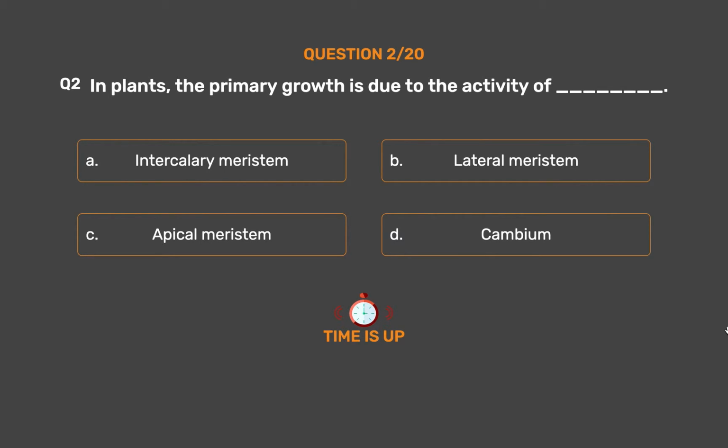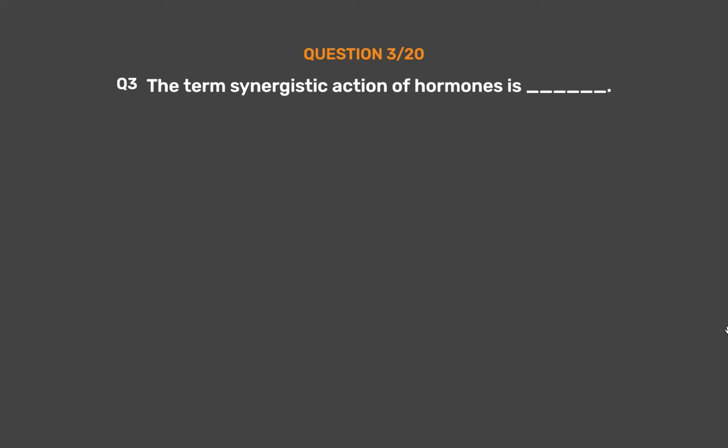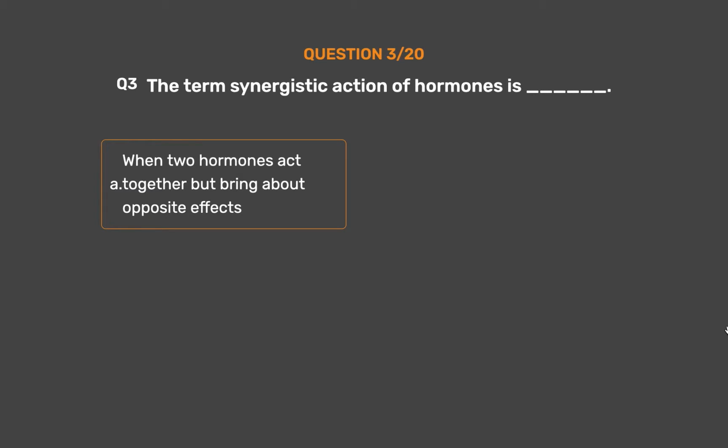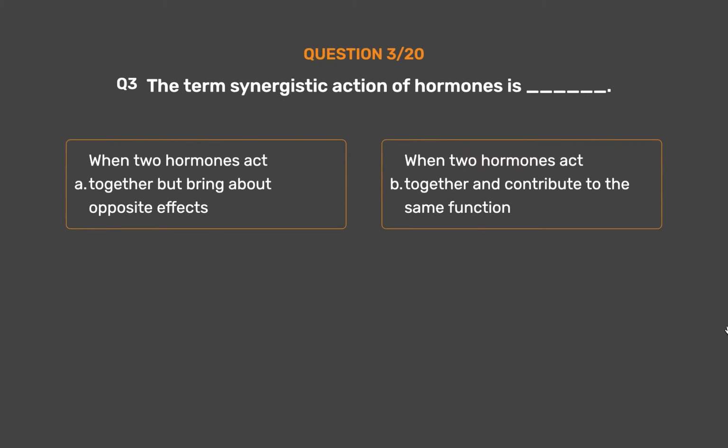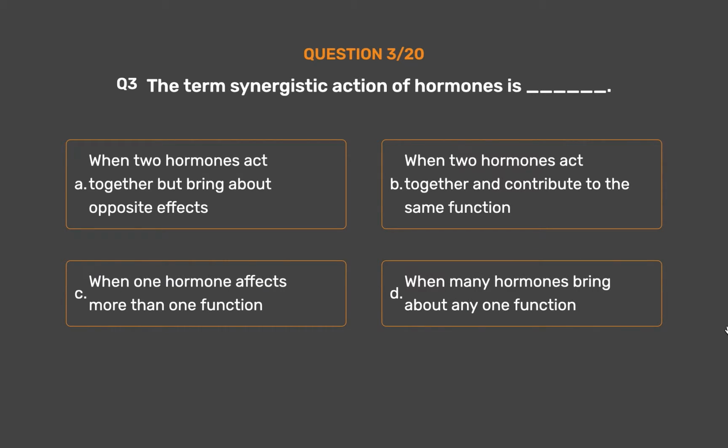The correct answer is option C. Apical meristem. Primary growth in plants is due to apical meristems, root and shoot apical meristems. Question number 3. The term synergistic action of hormones is _. Option A. When two hormones act together but bring about opposite effects. Option B. When two hormones act together and contribute to the same function. Option C. When one hormone affects more than one function. Option D. When many hormones bring about any one function.